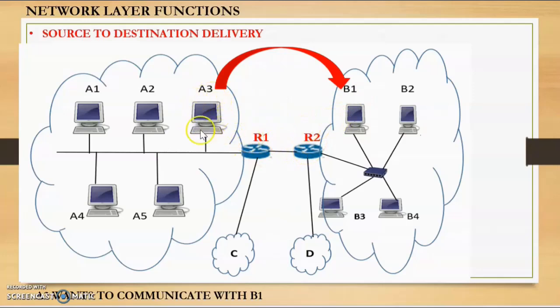But delivering the data from one hop to another hop, that is, say from A3 to R1 or from R1 to R2, is the function of the data link layer which we saw in the last video. So hop to hop delivery is done by the data link layer, but the function of source to destination delivery is of the network layer.